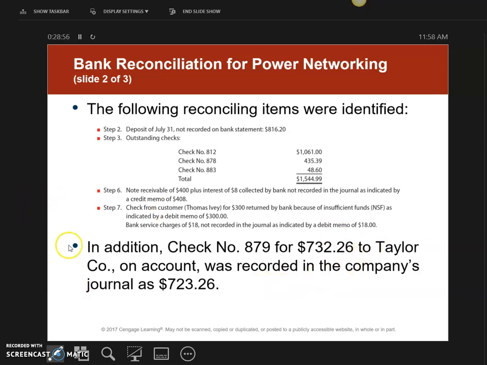I want to apologize. I didn't realize I'd hit my 15-minute time limit. Next time I'll have to set an actual timer. So I'm going to come back. This is part 2 of bank reconciliation, and right here is where I left off.